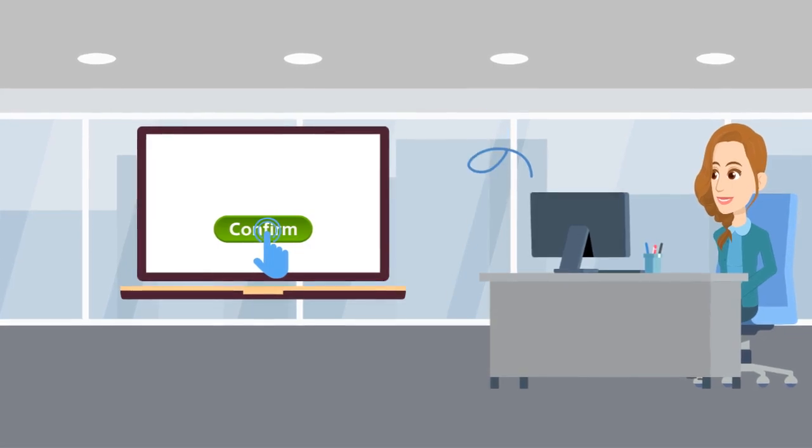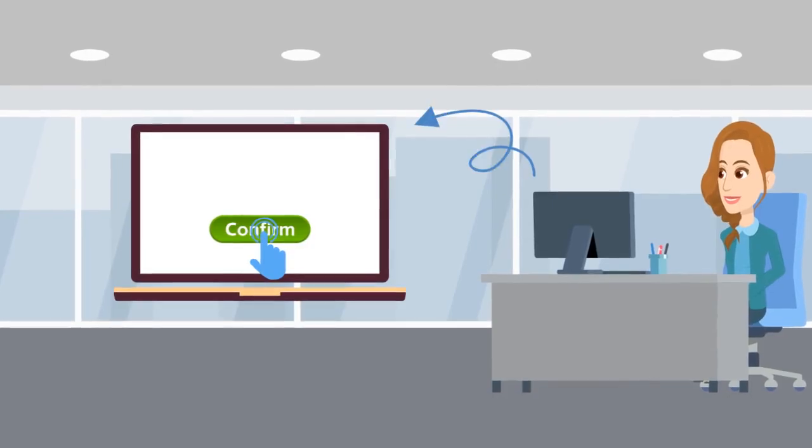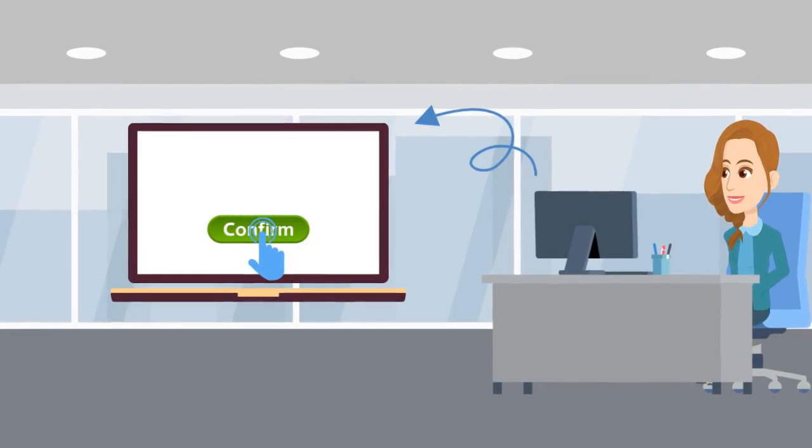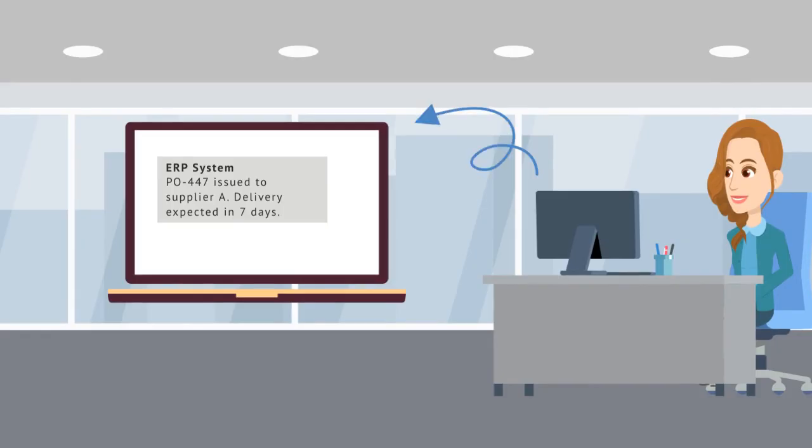Once the procurement officer reviews and confirms the suggestion, a purchase order (PO) is automatically created and emailed directly to the supplier through the ERP system. This digital workflow removes the need for manual paperwork and speeds up the approval process.